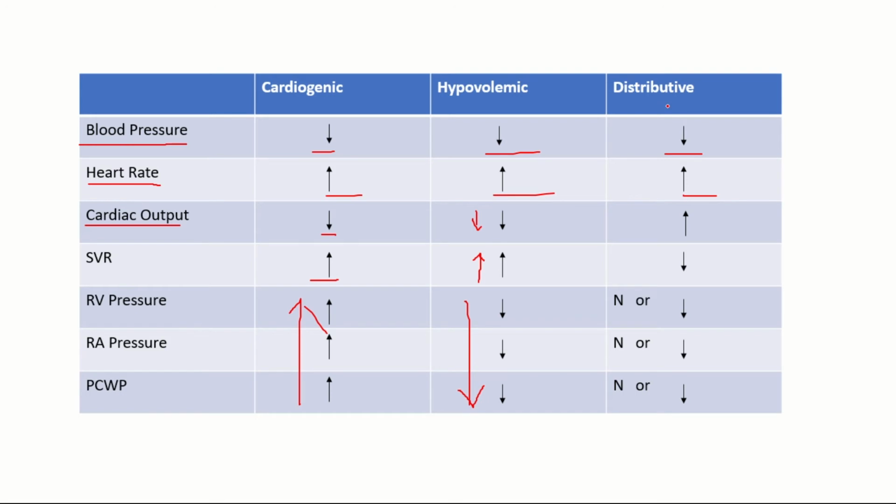Now in case of distributive shock, as we just learned, the major problem is the peripheral vasodilation. So there is diffuse vasodilation which will reduce the systemic vascular resistance. So the systemic vascular resistance is going to go down, and as a result, the cardiac output is going to go up in case of the distributive shock. And for the pressures, they are either going to be normal or slightly decreased.